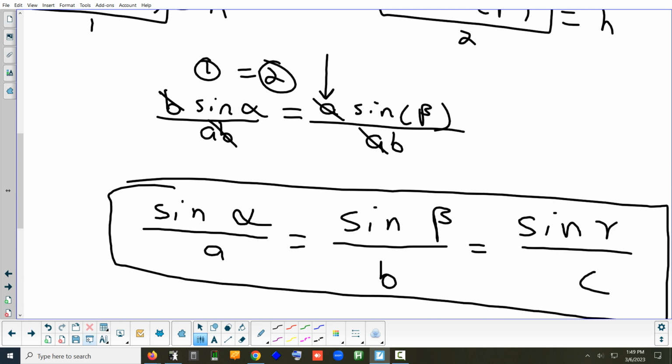So the idea with the law of sines is you have 3 different fractions. You only use 2 at a time. You can use the first 2, you can use the last 2, or you can use the first one and the last one. But you only use 2 at a time. Which 2 you use depends on what you're trying to find and what you already know.